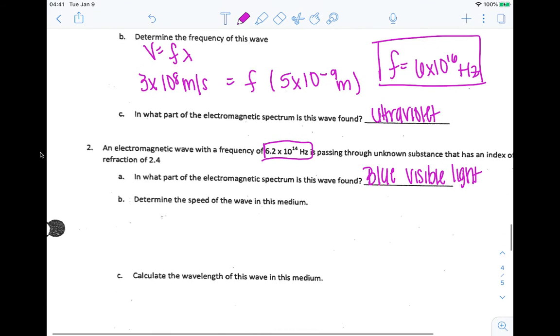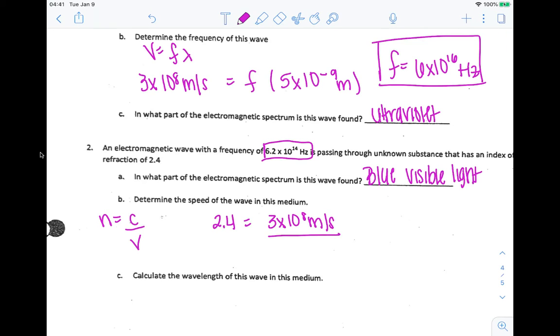Determine the speed of this wave in the medium. Well, I'm looking for speed. I know my n. I know frequency. And always, this is an electromagnetic wave, so we know the speed of light. So I can use n equals c over v, where n is 2.4. c is always 3 times 10 to the 8 meters per second, and v is what we're looking for. Put it over 1, cross multiply, and you should end up with 1.25 times 10 to the 8 meters per second.